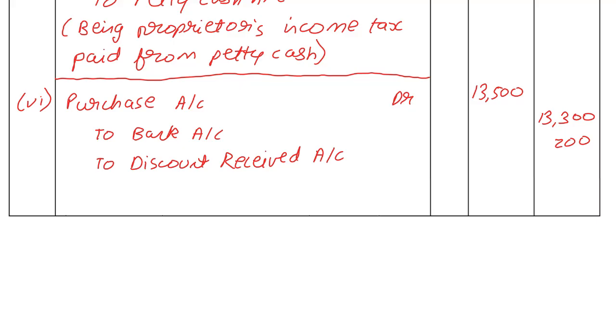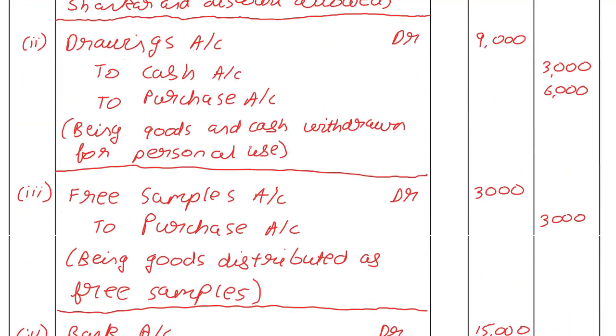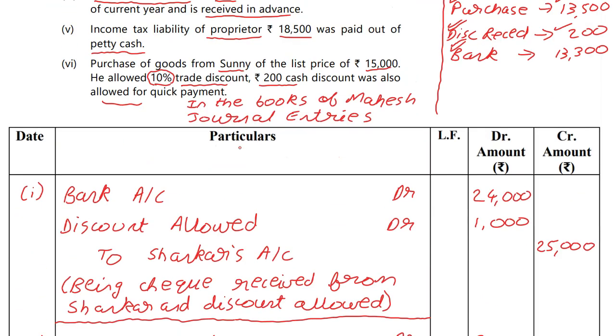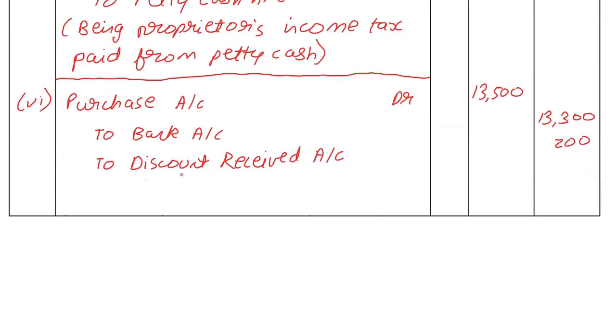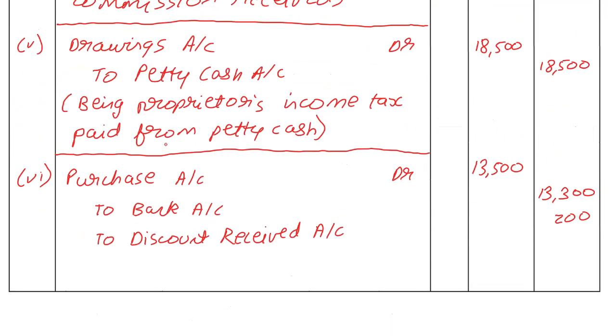And the reason for that is because we are paying him. Only when it is a credit transaction does the supplier's name come up in the journal entry as one of the accounts. But we can mention in the narration that we purchase goods from Sunny, with 10% trade discount and cash discount of 200.